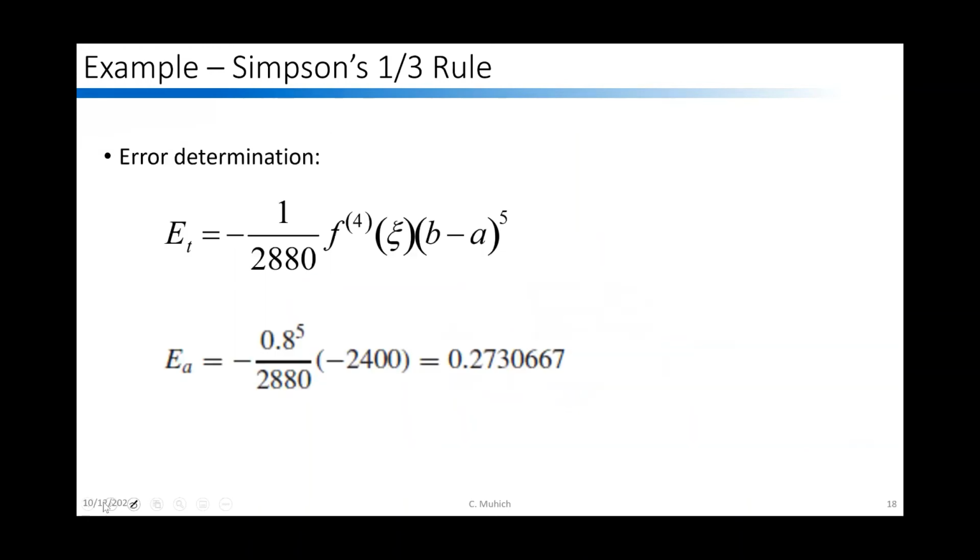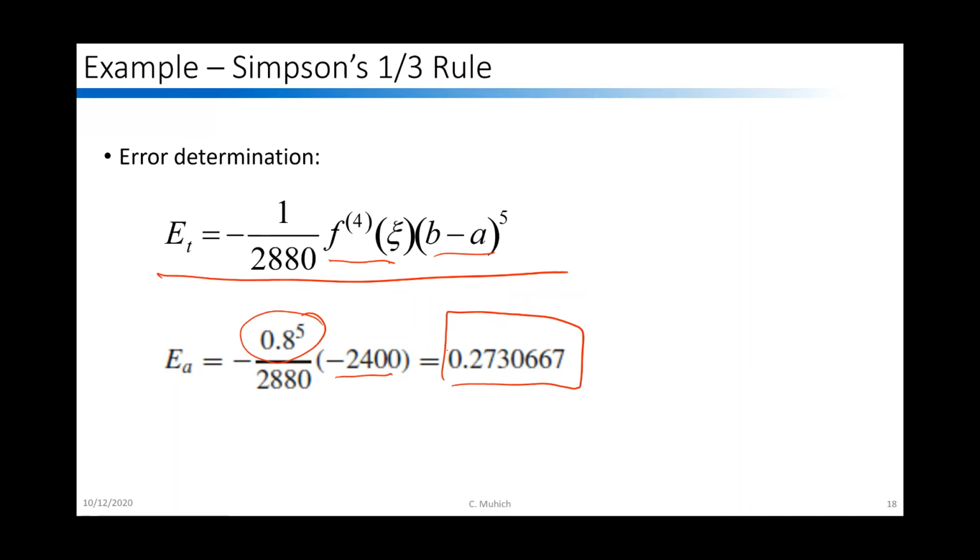Once again, we can look at what the approximate error is by entering the values from this equation. Here we can take our b minus a to the 5th power, and we can actually calculate what that average 4th derivative is over the range. It happens to be negative 2040. And here we can also see that my estimated error is going down as well.